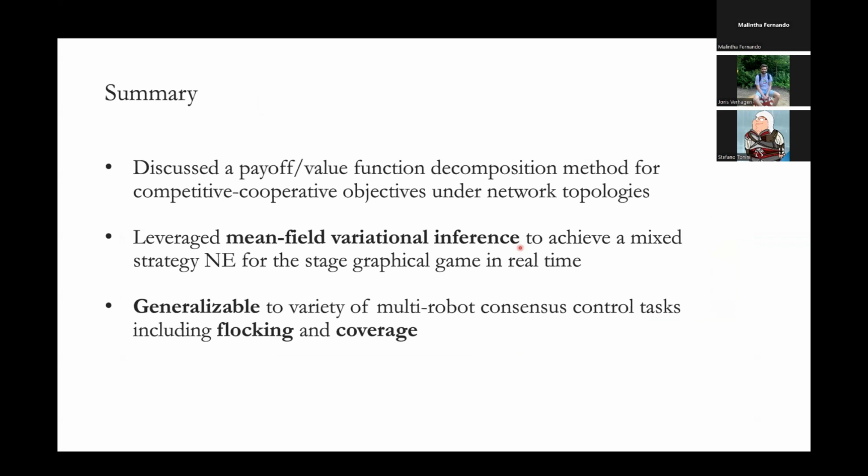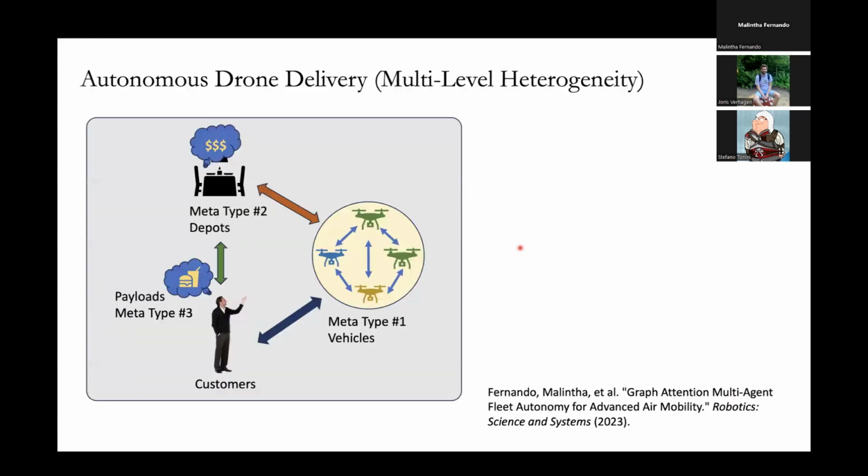Right, so this is the end of the first part of my presentation. In this part, we discussed the pair value function decomposition when we cannot aggregate the whole global swarm state, and then we optimize one robot's objective function, but it is still a cooperative objective function. We use mean field variational inference to come up with an update rule, and we show that this will result in a mixed strategy for the stage graphical game. And we also deploy this in flocking and coverage problems.